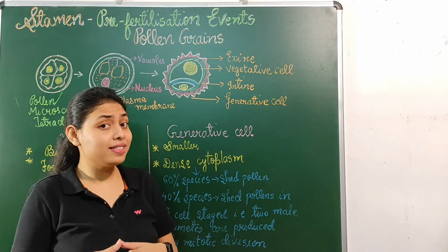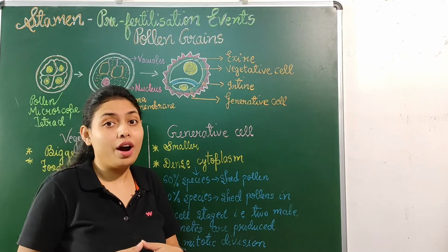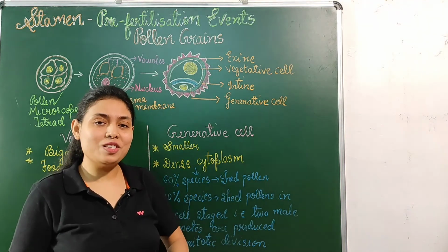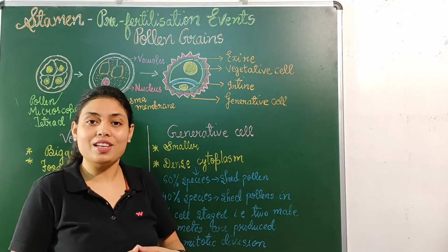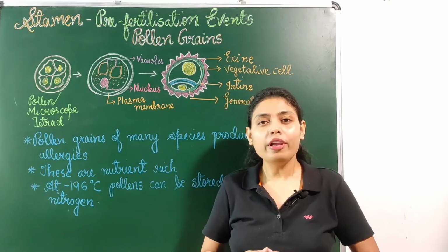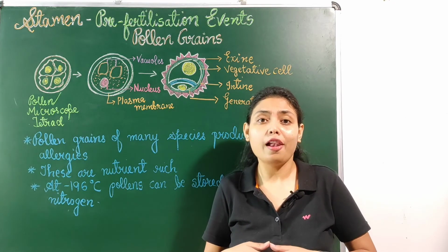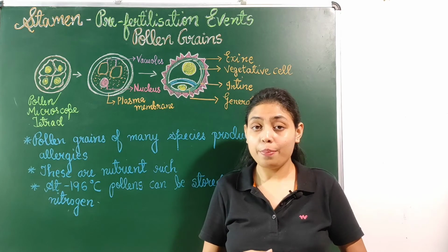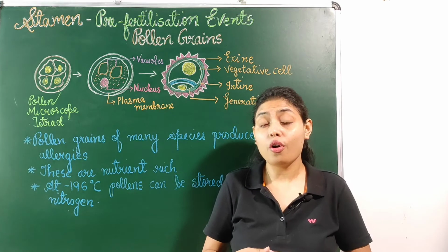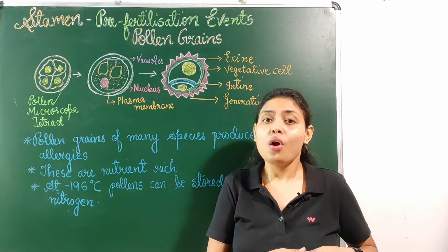Now what is a 3-cell stage? When generative cell mitotically divides and produces 2 male gametes, that stage is known as 3-cell stage. Now let us see some other facts of pollen grain. Pollen grains can be allergic and can create severe allergies in humans. For example, Parthenium grass or carrot grass can cause severe or chronic respiratory allergy like asthma and bronchitis.